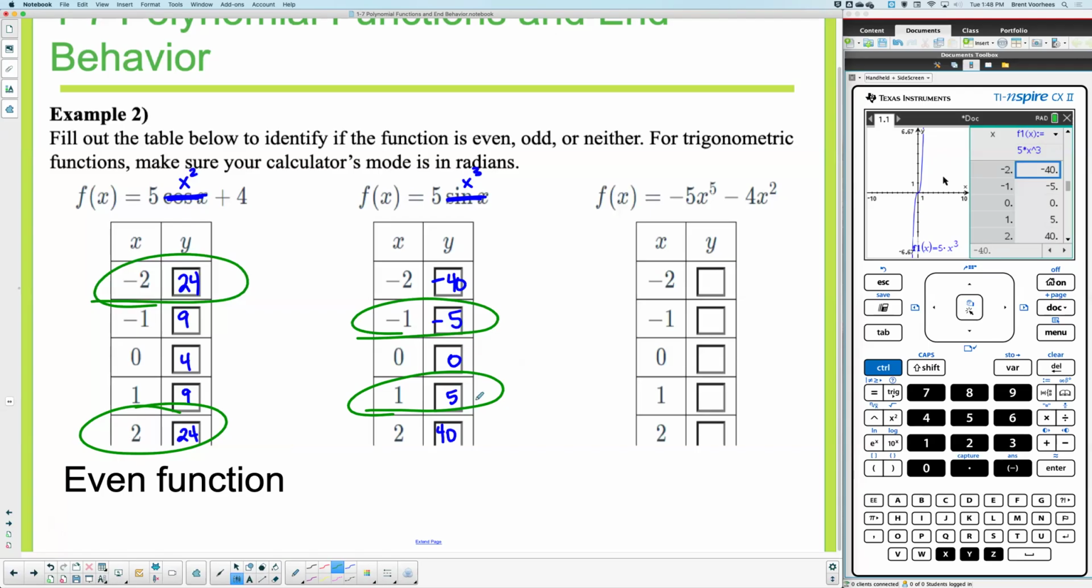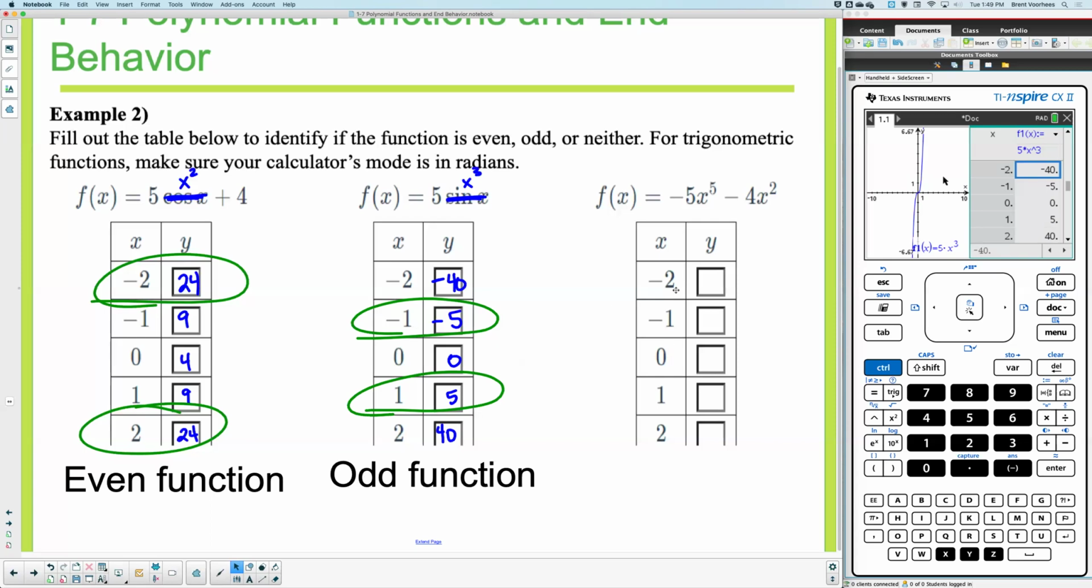So when you compare it this time, opposite x's produce opposite y's. If opposite x's produce opposite y's, what type of function is it? This is an odd function. If opposite x's produce opposite y's, then it's an odd function. The o's go together. If it's an odd function, you're going to have opposites on the y's.